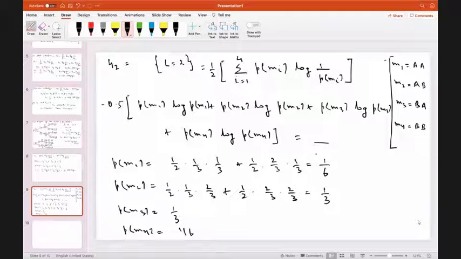Sir, 0.959. Okay, thank you. So this value is 0.959 bit per symbol.